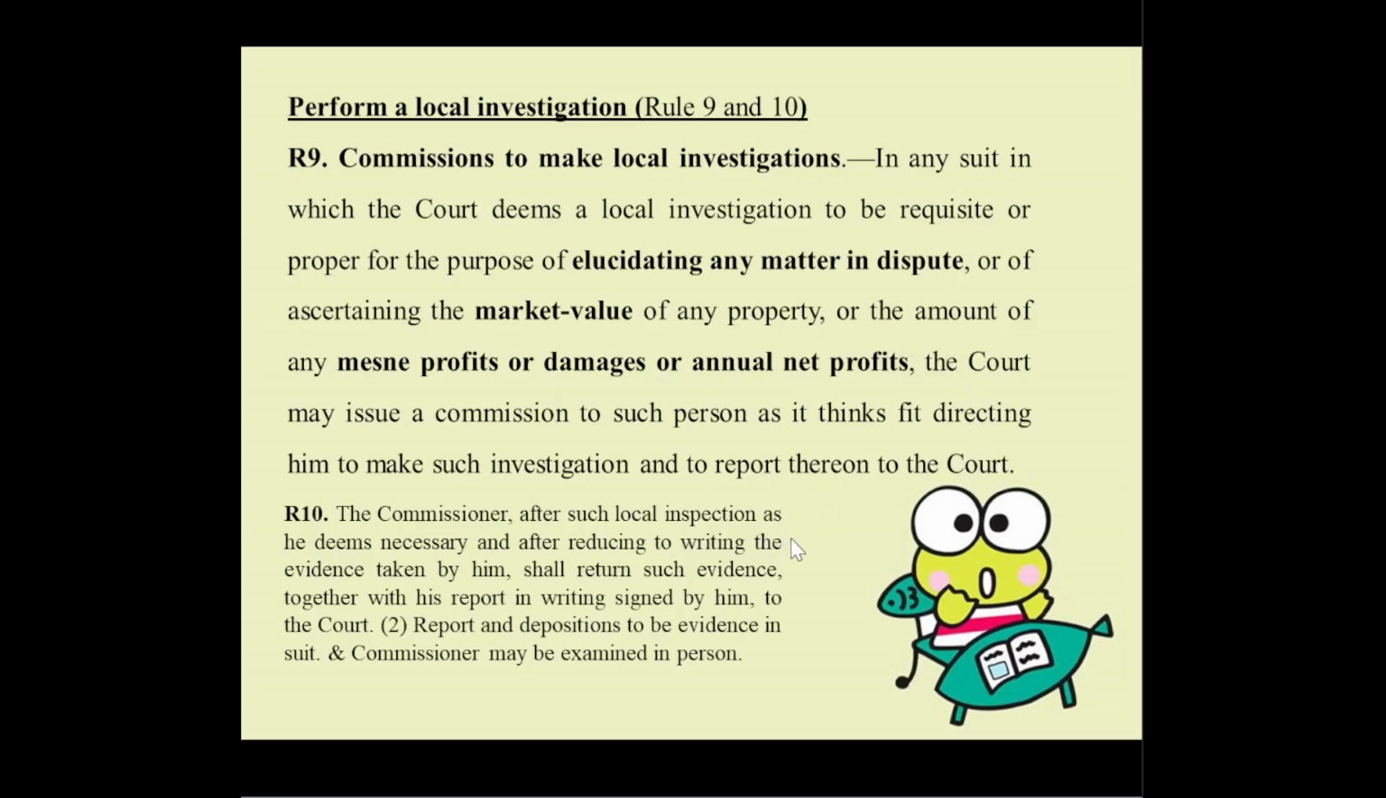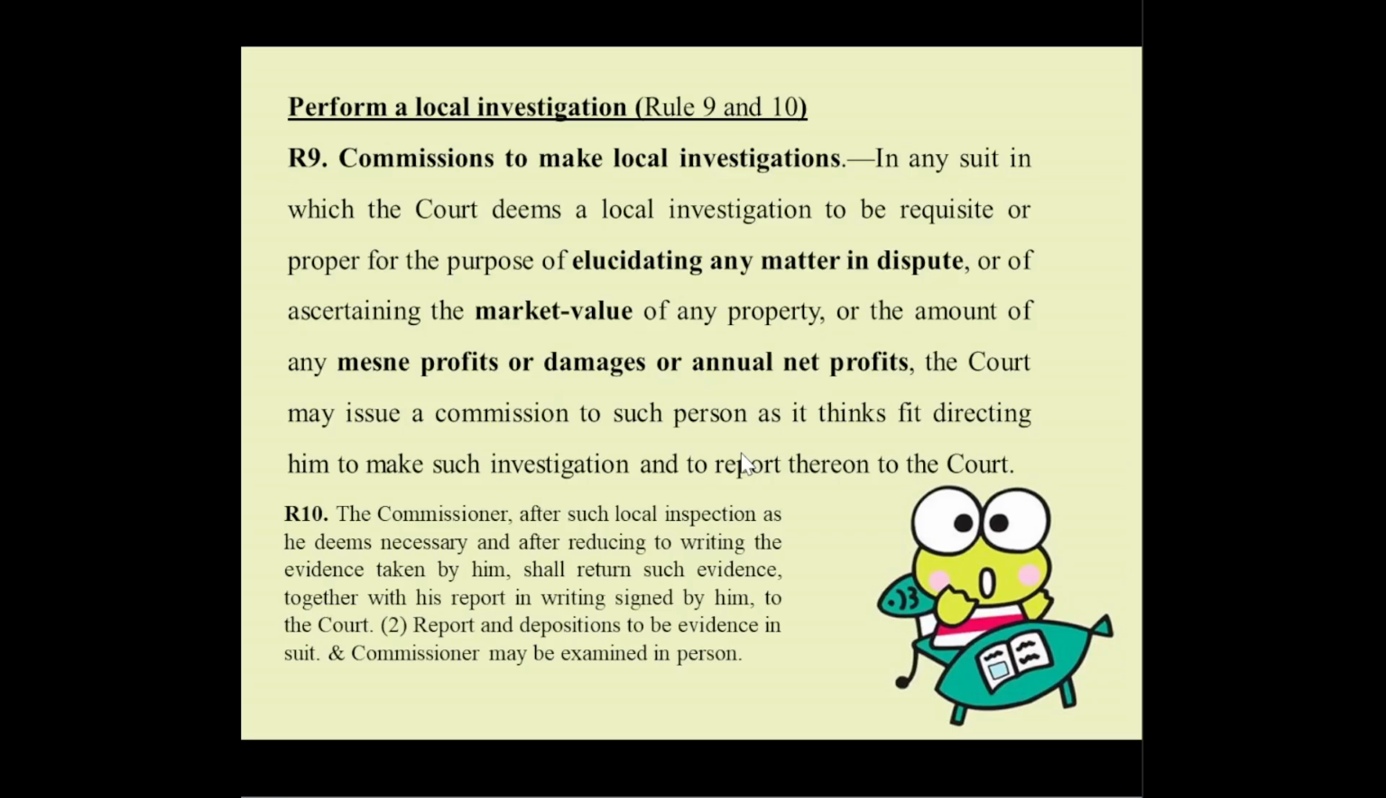Now, what does Rule 10 say? It says that the commissioner has certain responsibilities. Once the inspection has been done, the commissioner, after such local inspection as he deems necessary, and after reducing all those things to writing, which will be taken as evidence, shall return such evidence together with his report in writing signed by him to the court itself. Those report and depositions are deemed to be evidence in the suit. And the commissioner may also be examined in person for whatever investigation the commissioner has done in order to make a local investigation.